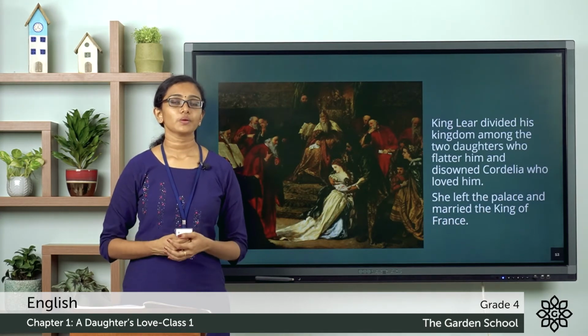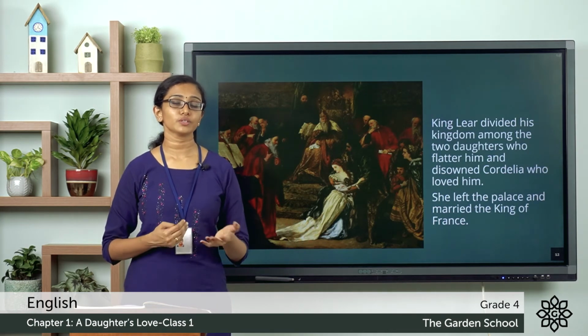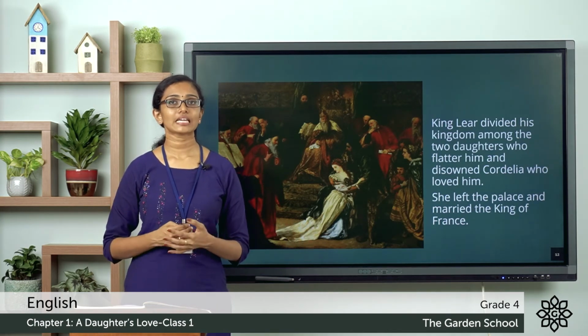So, once they won the fortune, Gonril and Regan started to show their true colors. They did not take care of their old and sick father properly.